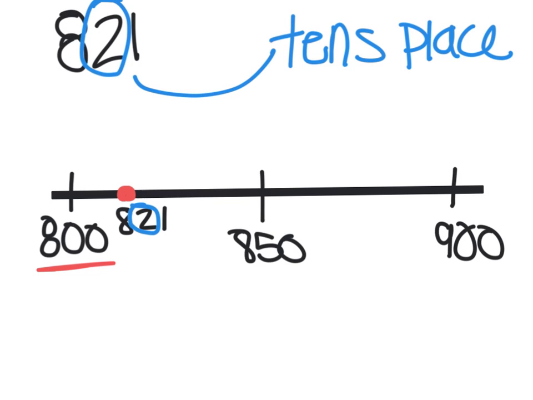Let's do one more. Notice the 2 is circled in blue because it is in the tens place. When we plot 821 on the number line, we can see that it is closer to 800. Therefore, we will round down to 800.